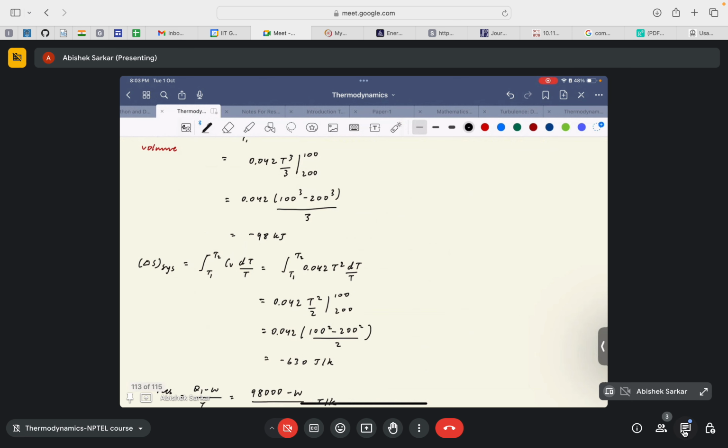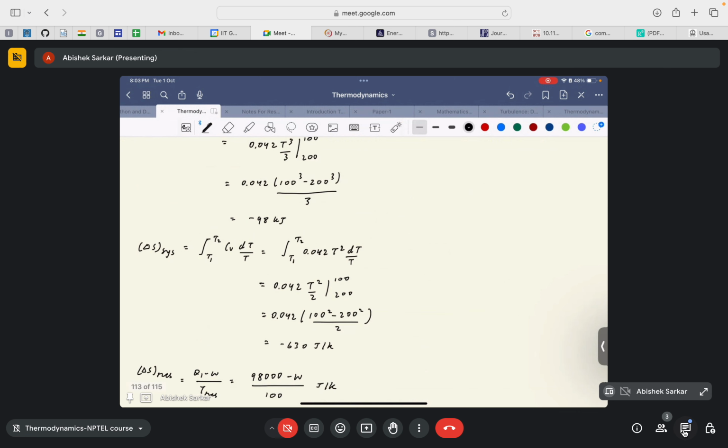Now for the system, the net entropy change would be the integral from T1 to T2 of Cv into dT by T, since we're considering it as a constant volume process. So you will have the integral of 0.042 T square dT by T from T1 to T2. We're just substituting the value of Cv in this expression, where Cv is equal to A T square, or 0.042 into T square.